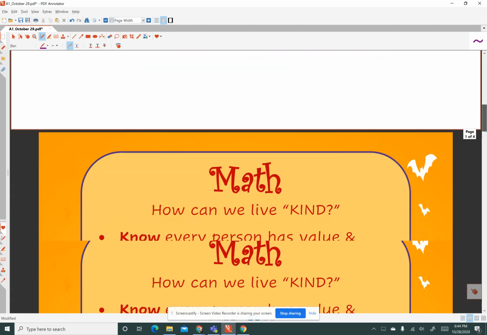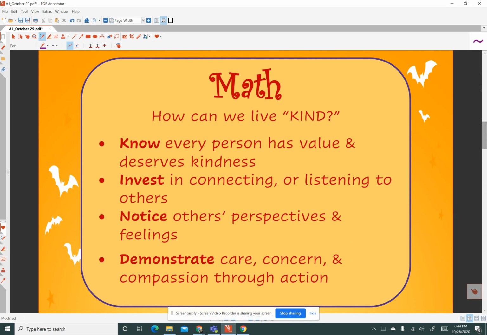So let's move on. This was our Do Now that we talked about how we can live kind. We have that acronym, Know Every Person Has Value and Deserves Kindness. K, I, invest in connecting or listening to others. N, notice others' perspectives and feelings. And D, demonstrate care, concern, and compassion through action.